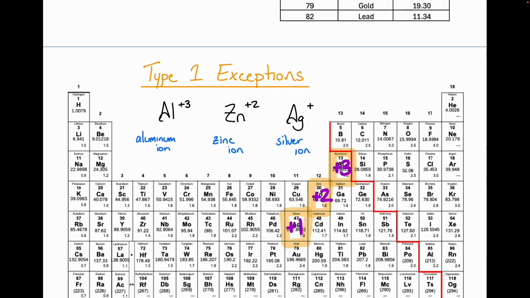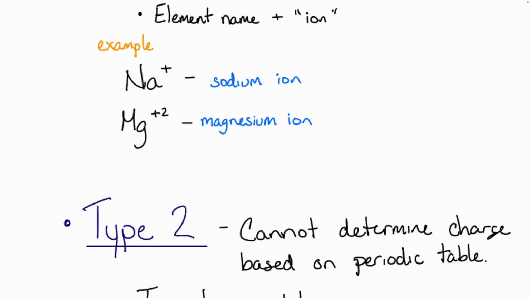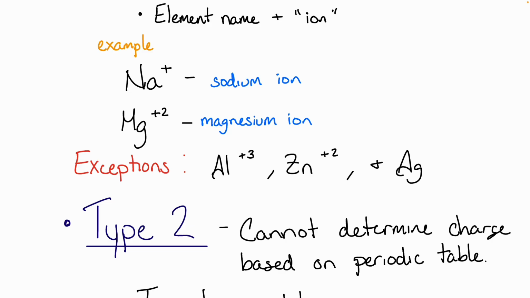All right, so we just want to go back to our notes here. As I said, we left a little room for these exceptions. Aluminum, zinc, and silver.